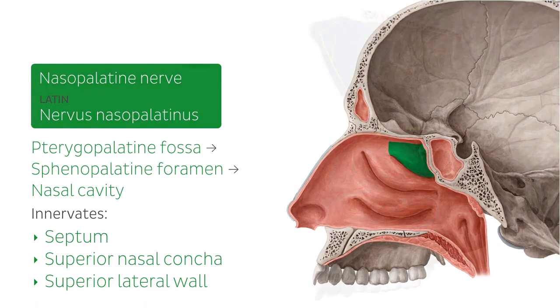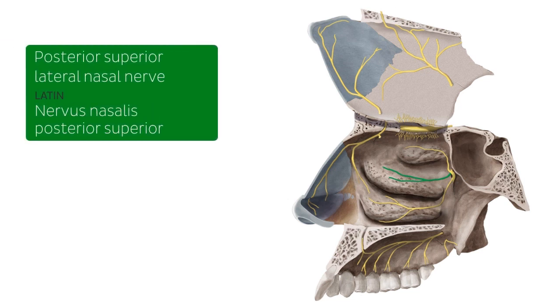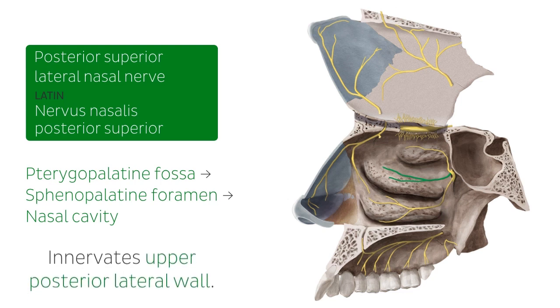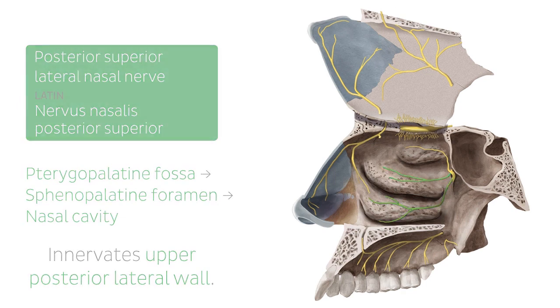And the next nerve we're going to look at is the posterior superior lateral nasal nerve, which we can see running along the middle nasal concha in our image highlighted in green. And like the nasopalatine nerve, it arises in the pterygopalatine ganglion in the pterygopalatine fossa to travel through the sphenopalatine foramen to enter the nasal cavity. And the posterior superior lateral nasal nerve innervates the upper posterior lateral wall of the nasal cavity.